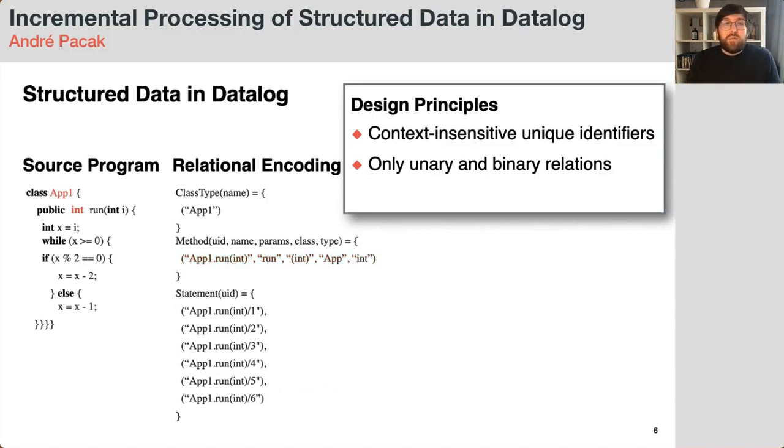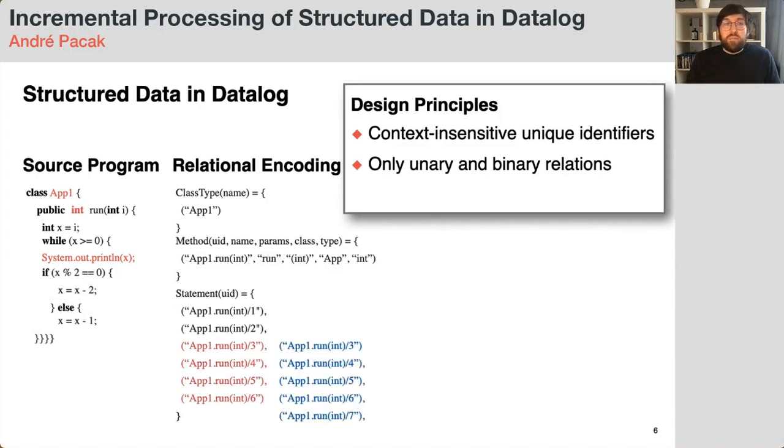And at last, we introduced a new statement in the while body. And this means we need to delete every fact in the statement relation that is part of the while body, because we used indices as part of the unique identifiers, and that means we need to update these indices. And so a small change resulted in a big change of the relational encoding. To circumvent this, we introduced a new design principle that we only want to use relative positioning for list elements to avoid this.